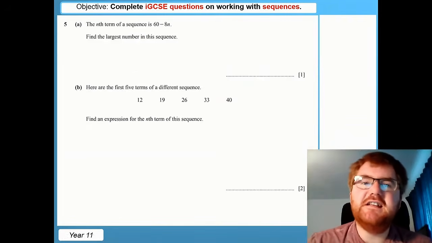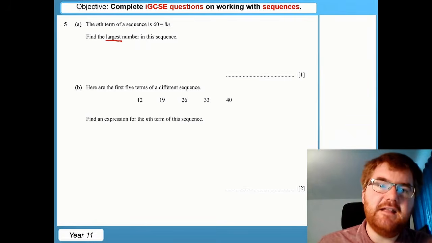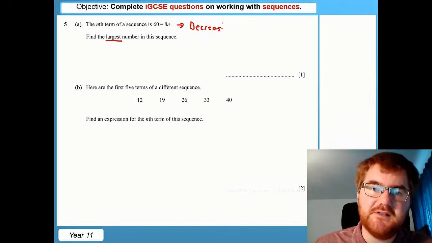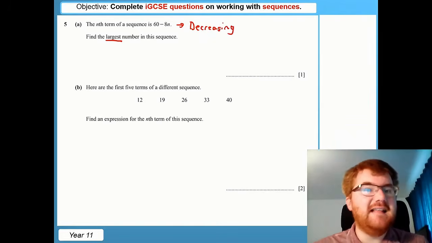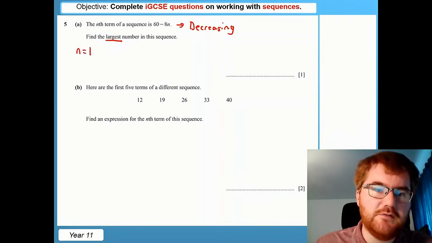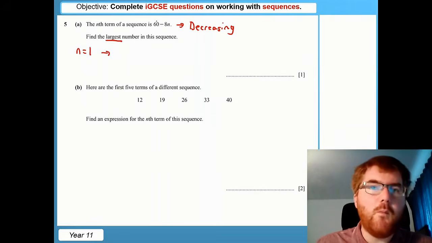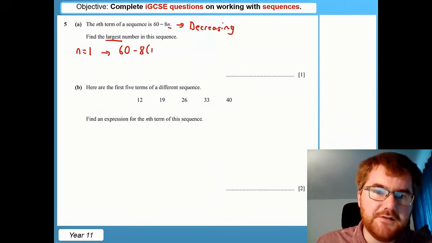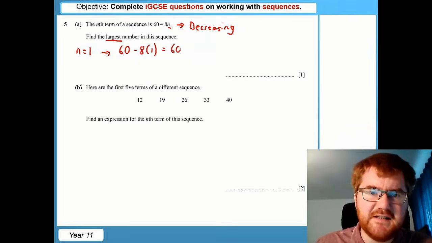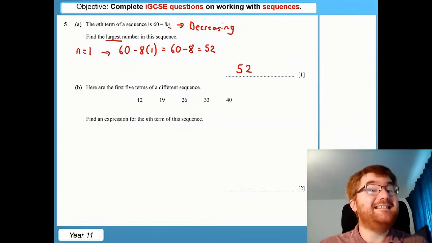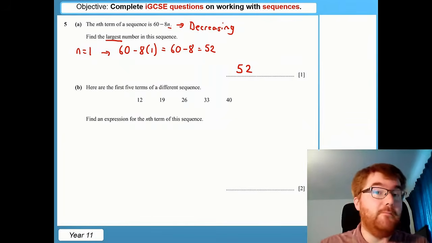So the nth term of a sequence is 60 minus 8n, and we want to find the largest number in this sequence. Now the first thing to notice, because we have a minus 8n here, it is a decreasing sequence. So if we find the first term of the sequence, that is going to be the highest number it can be. And the first number in the sequence is going to be when n is equal to 1. So I'm going to copy out this nth term, and wherever I see an n, I'm going to put a 1. So we get 60 minus 8 lots of 1, which is just going to be 60 minus 8, which is 52. Notice every number after 52 is going to get smaller, and therefore this will always remain the largest number.